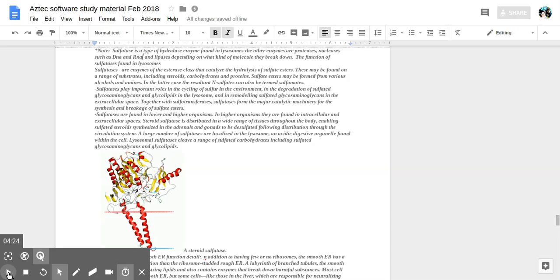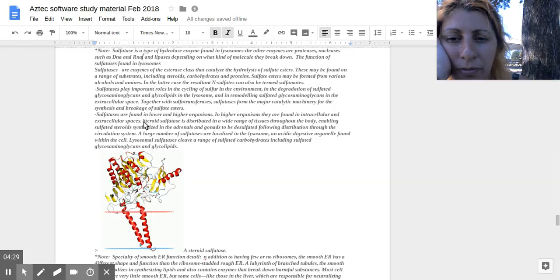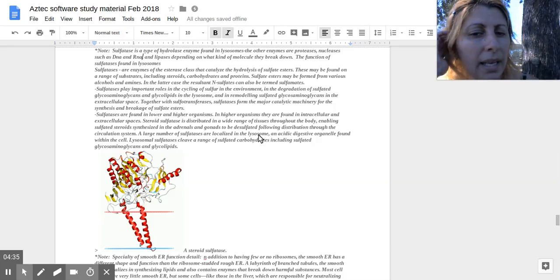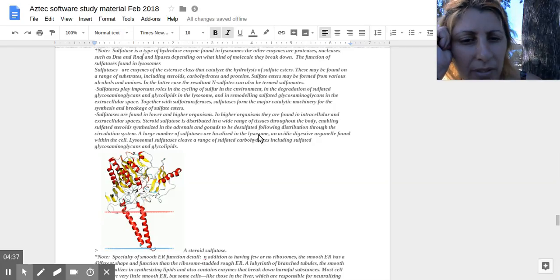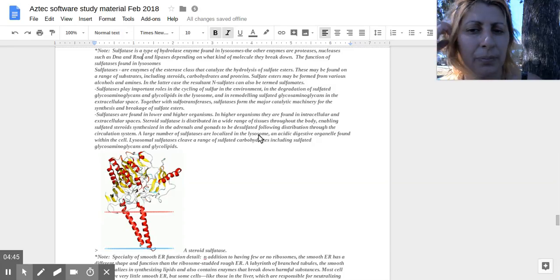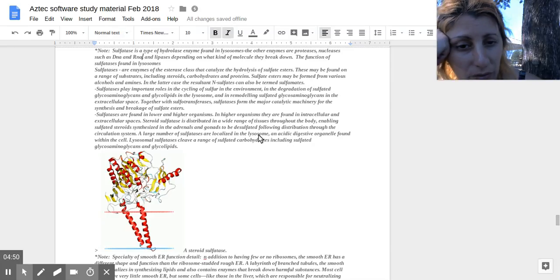So sulfatases play an important role. Sulfatases are found in lower and higher organisms. In higher organisms, they are found in intracellular and extracellular spaces, so inside and outside the cell. Steroid sulfatase is distributed in a wide range of tissues throughout the body, enabling sulfated steroids synthesized in the adrenals and gonads to be desulfated following distribution through the circulatory system.